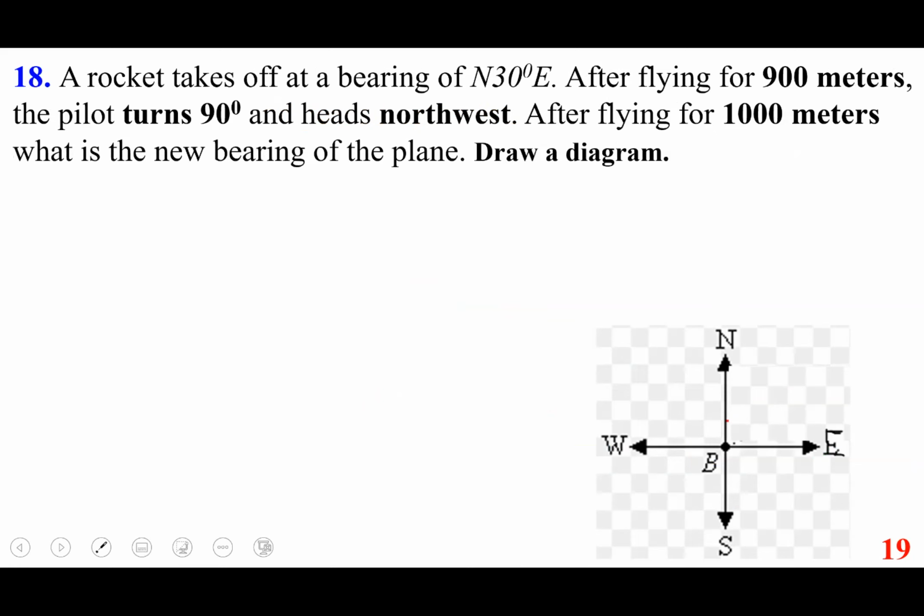Anybody want to read this one for us? A rocket takes off a bearing of north 30 degrees east. After flying for 900 meters, the pilot turns 90 degrees and heads northwest. After flying for 1,000 meters, what is the new bearing of the plane? Draw a diagram.